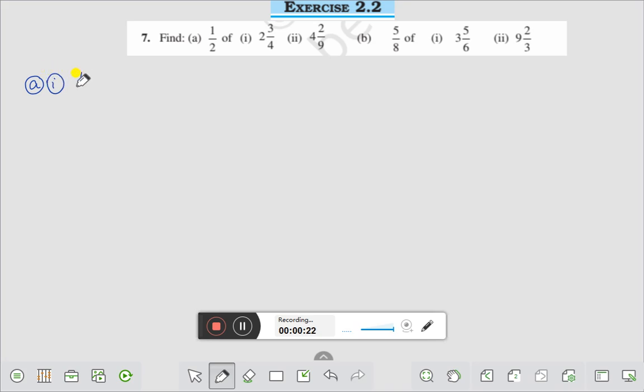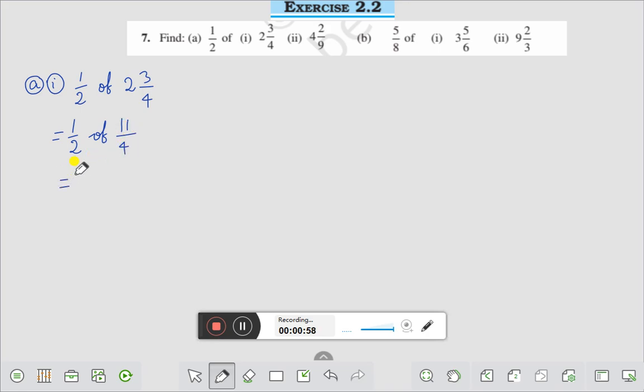1/2 of 2 whole 3/4, that is equal to 1/2 of 2 whole 3/4. That means you have to multiply this whole number with the denominator, 4 twos are 8, and add the numerator: 8 plus 3 is 11, so 11 by 4. Right?